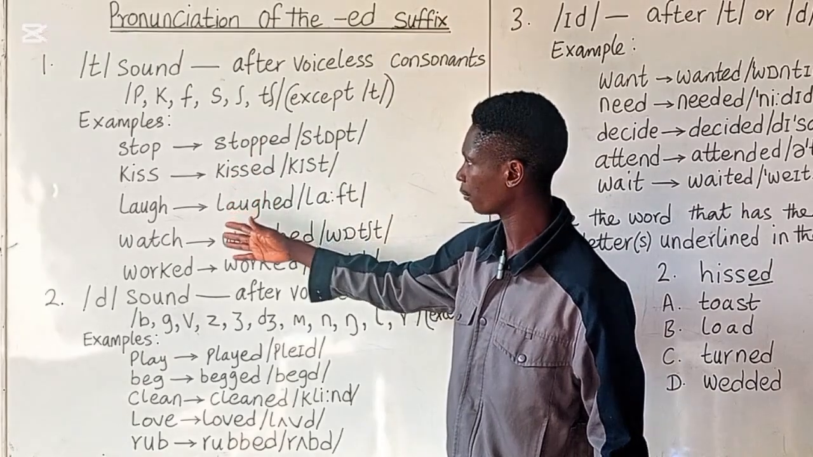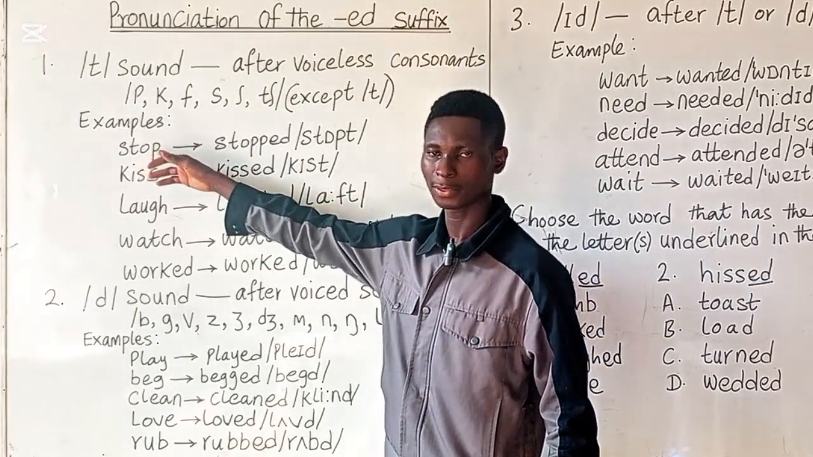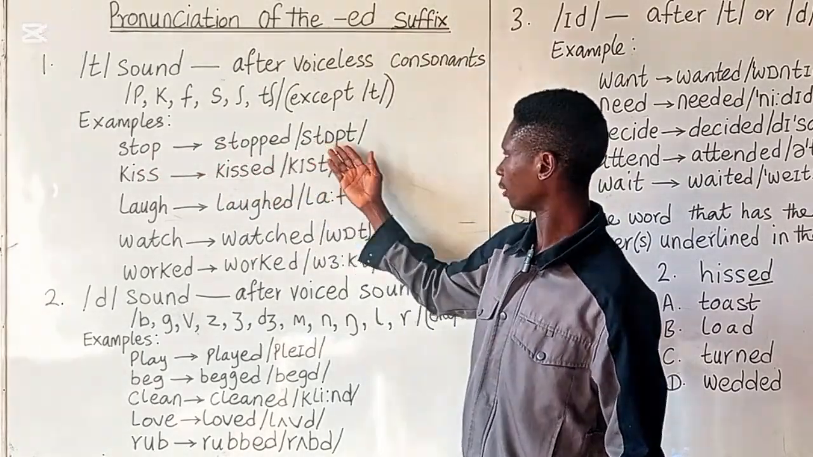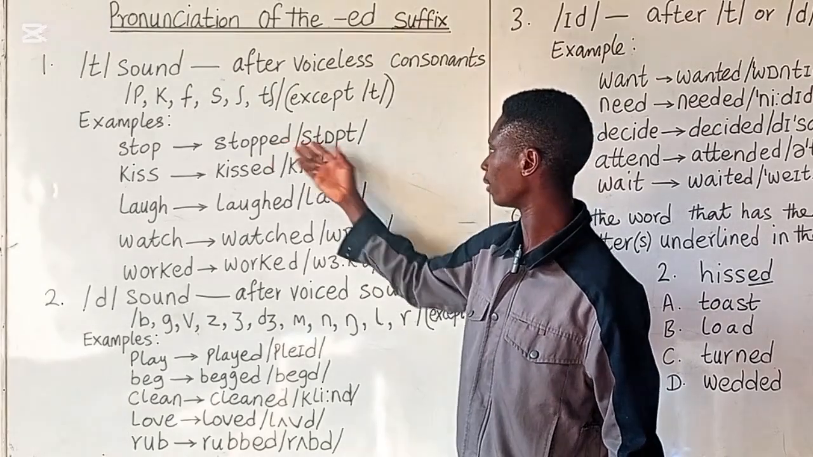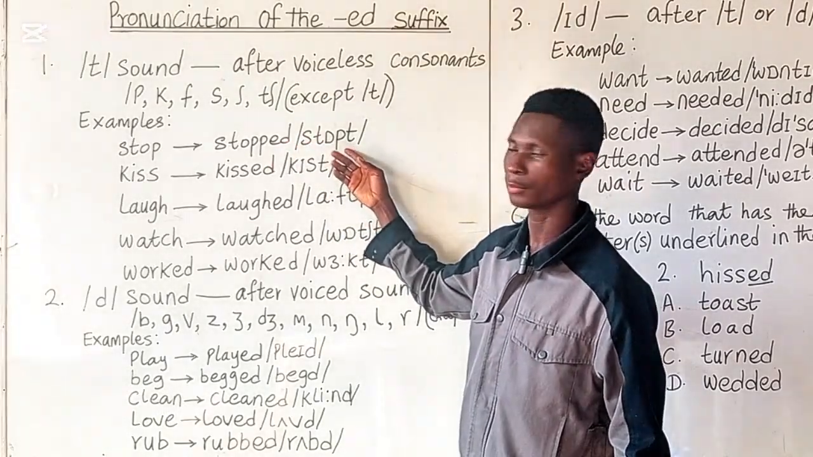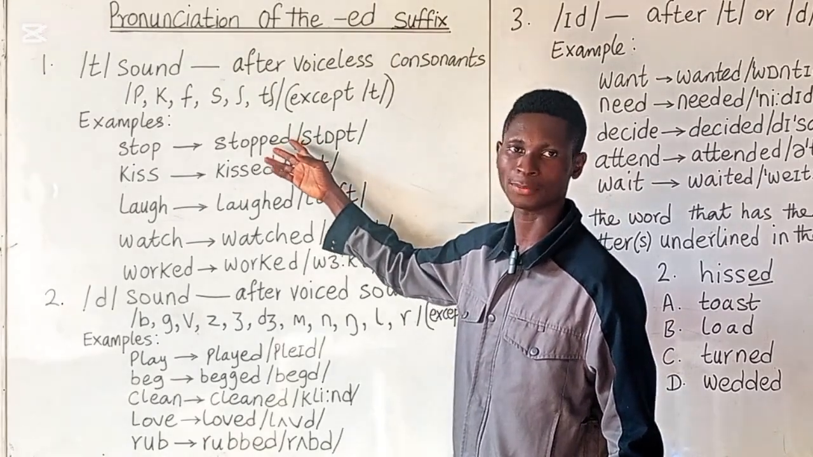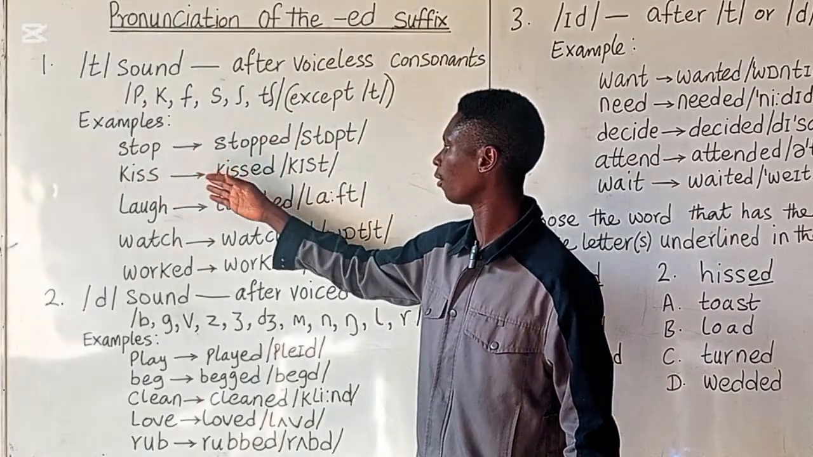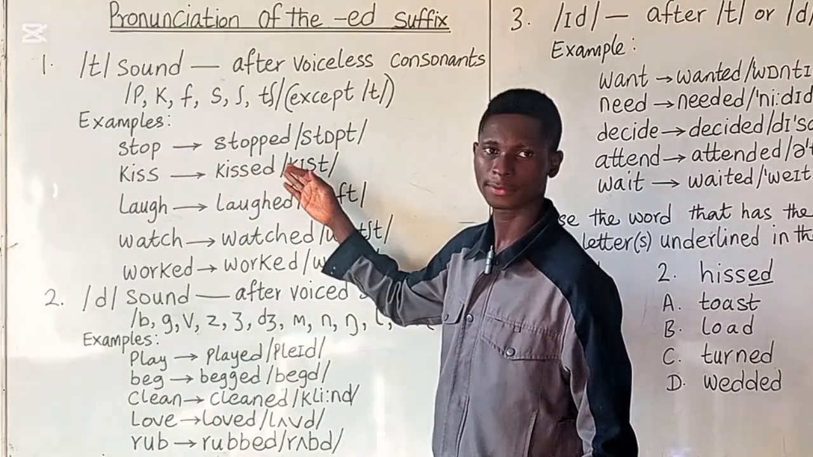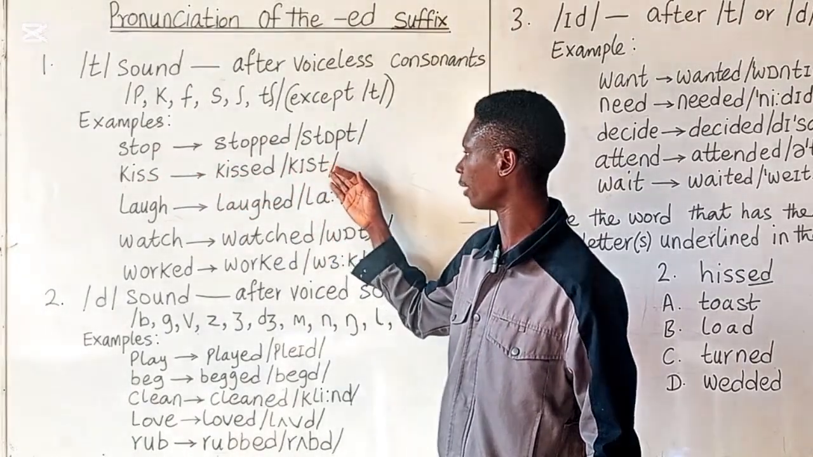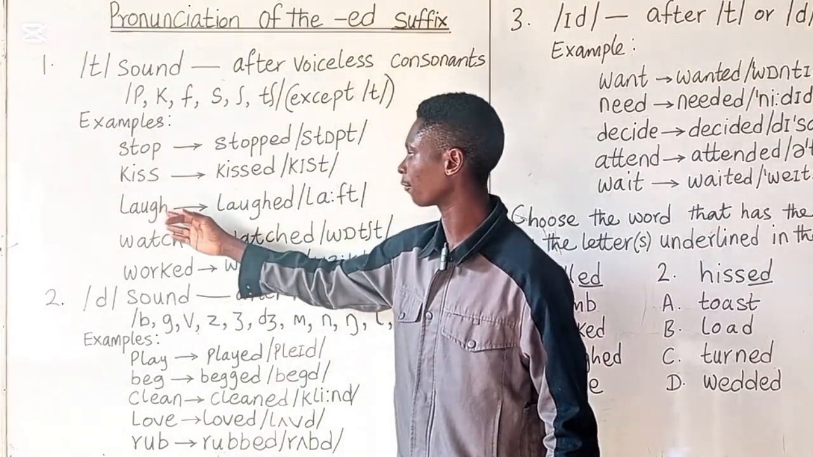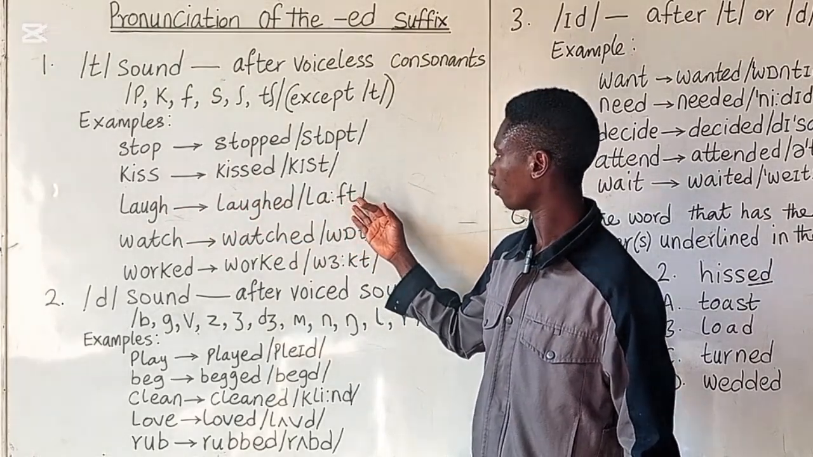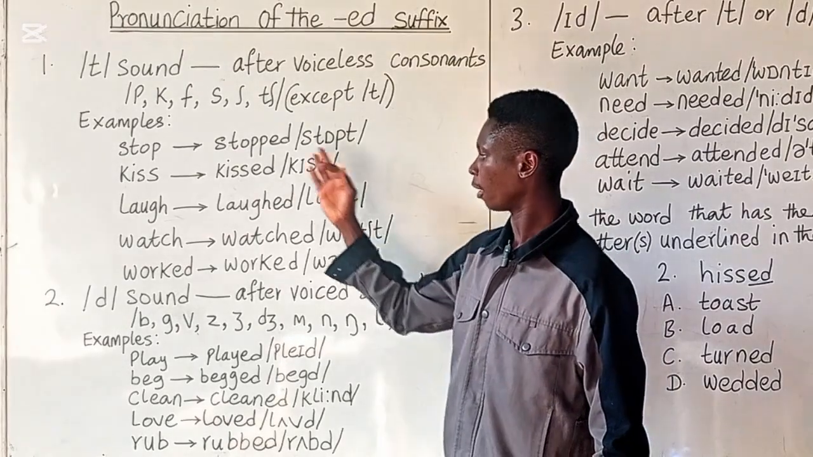Examples are given here, ranging from the word stop. The past tense form of stop is stopped. Look at the transcription. Where you have the ed, we have the t sound. So it is stopped, not stop-ed. Again, we have kiss. The past tense form of kiss is kissed. We have the t sound at the end. Then we have laugh. The past tense form of laugh is laughed. We have t at the end.